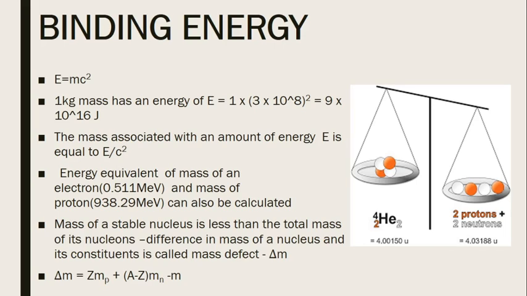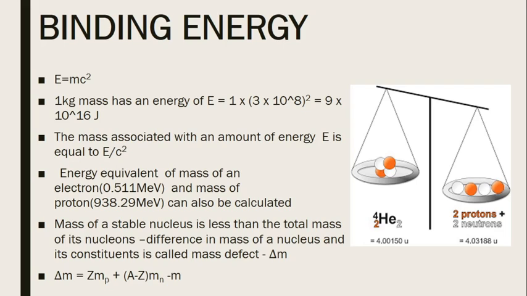Whenever we do the calculation E is equal to mc square, it will give you the result in joule, and that joule can be converted into electron volt by the equation 1 electron volt is equal to 1.6 into 10 raised to minus 19 joule. Similarly, you can calculate the mass of the proton also, and it is 938.29 MeV, that is the energy equivalent of the mass of a proton.